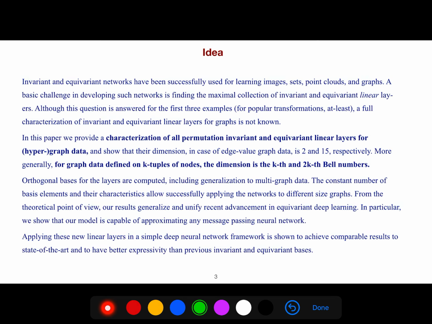A basic challenge in developing such networks is finding the maximal collection of invariant and equivariant linear layers. Although this question is answered for the first three examples, the full characterization of invariant and equivariant linear layers for graphs is not known. So in this paper we provide a characterization of all permutation invariant and equivariant linear layers for graph data, even hypergraph data, and show that their dimension in the case of edge value graph data is 2 and 15 respectively.